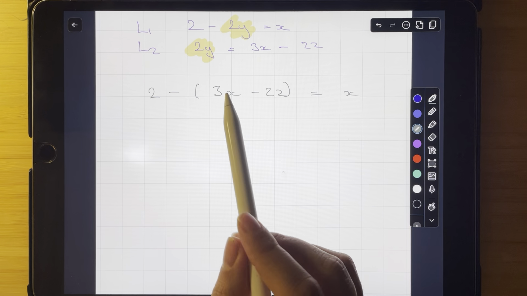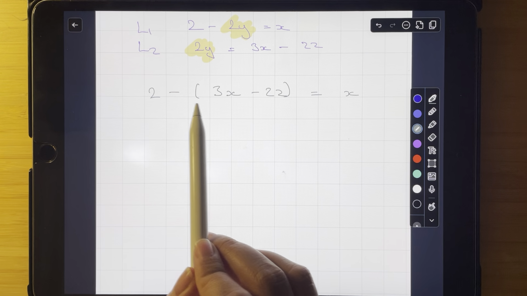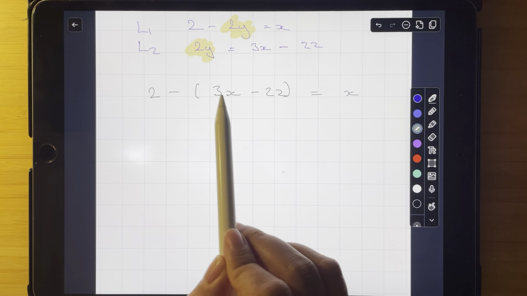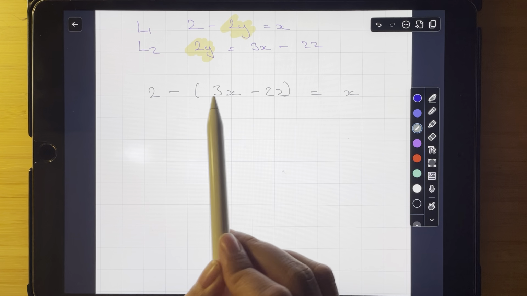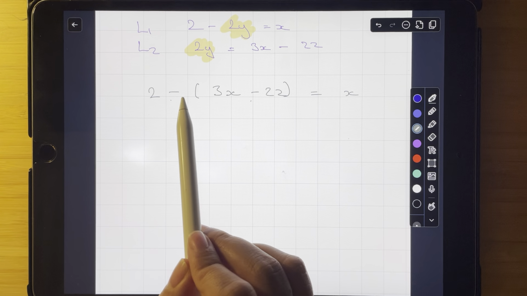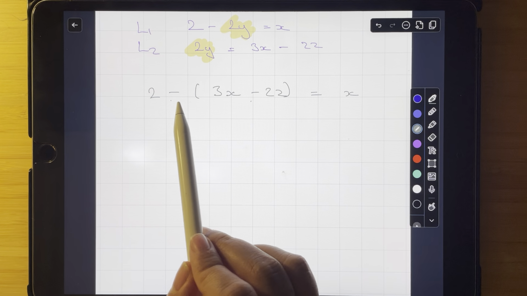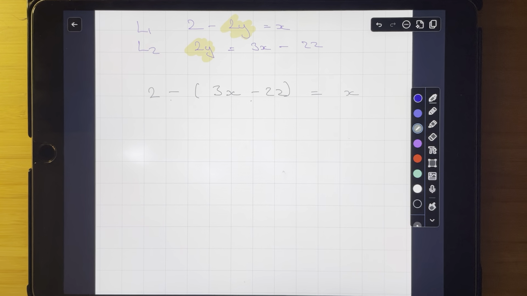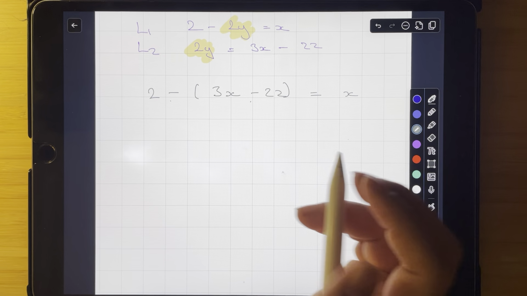One thing to remember is when you're substituting in, you should always put in brackets. If you just wrote this out, 2 take this, take this, and didn't put in brackets, then you might forget to multiply the negative by the negative 22, so that should become a positive. However, if you don't put the brackets, you might forget to do that. So let's work out what the next line is.